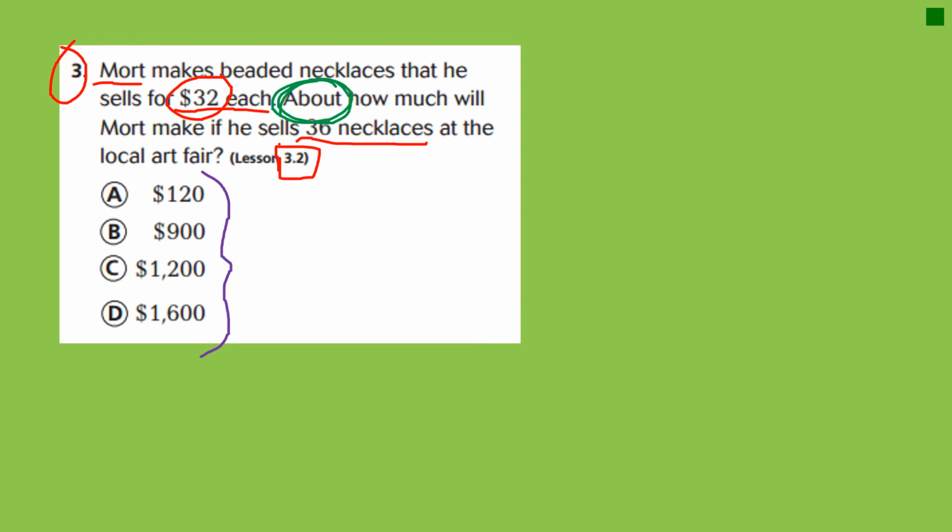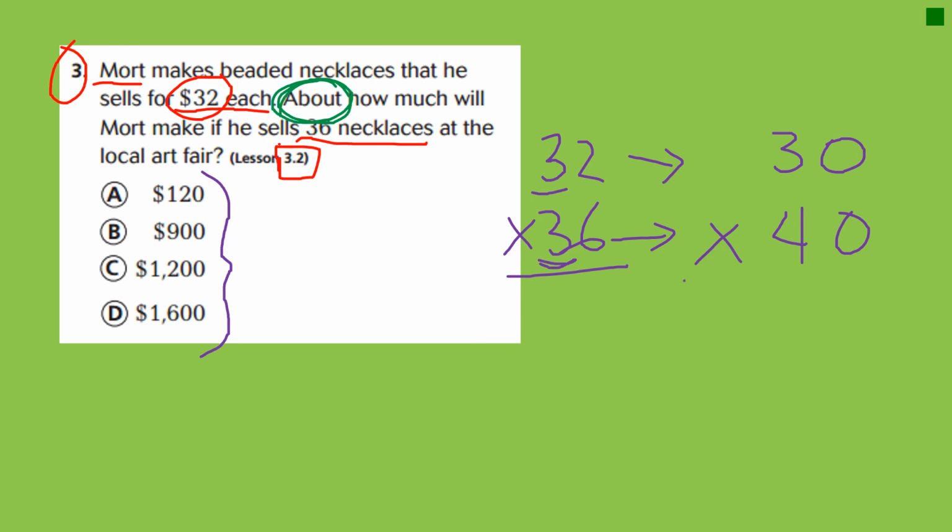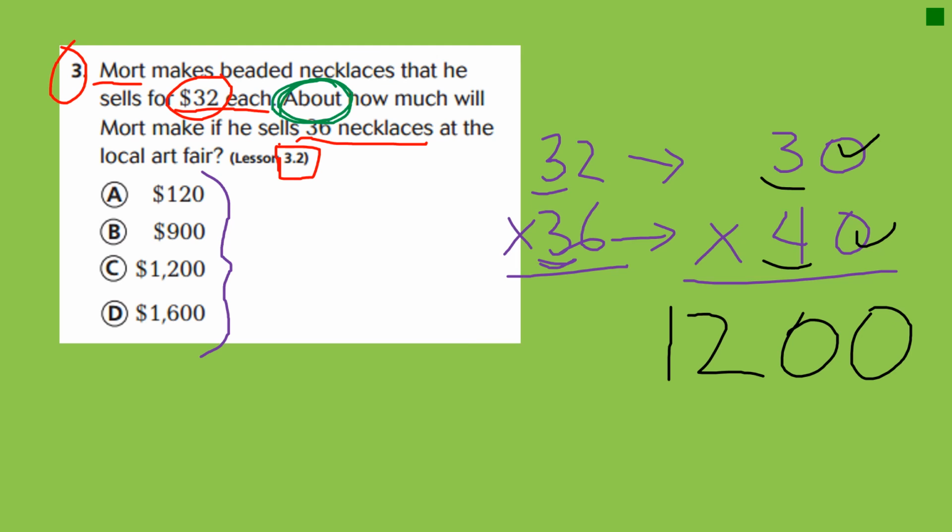Okay? So if we have 32 times 36, we're going to round. 32 rounds to 30 because it's closer to 30 than 40. 36 rounds to 40. Okay? And you guys, I know you're so good at this. Let's just deal with the basic fact. 3 times 4 is 12. Kaboom, kaboom, kaboom, kaboom. 1,200. Mort raking in the dough at the local art fair. He's making $1,200 on his necklaces.